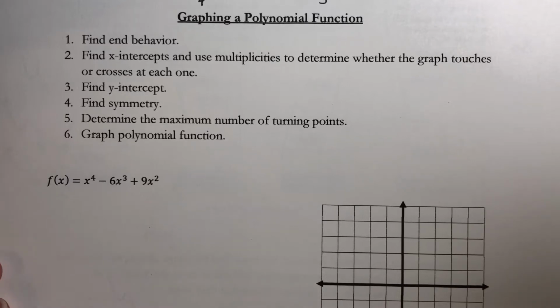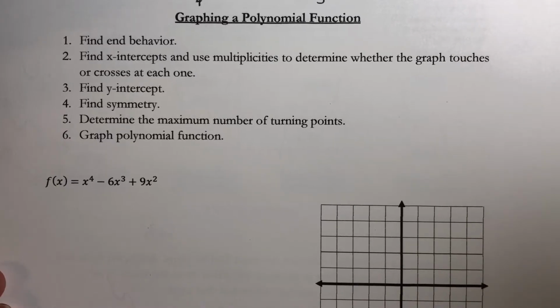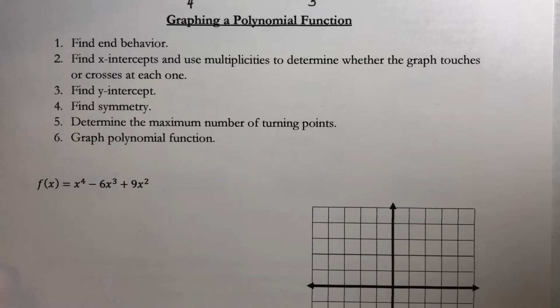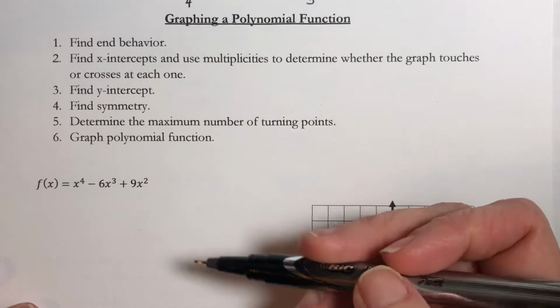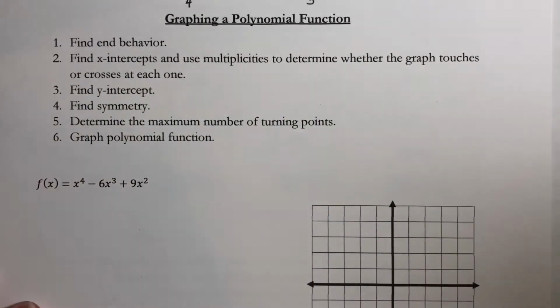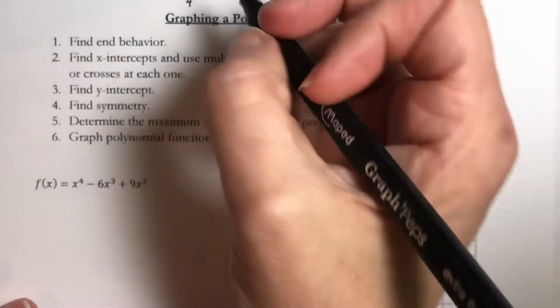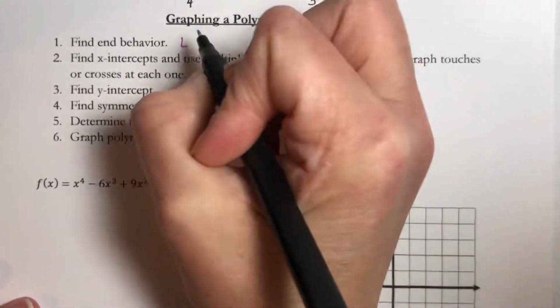This is part 2 of section 3.2. We want to graph a polynomial function. So we're going to follow these steps in order to get something graphed. Our first step is to find end behavior. We use the leading coefficient test.